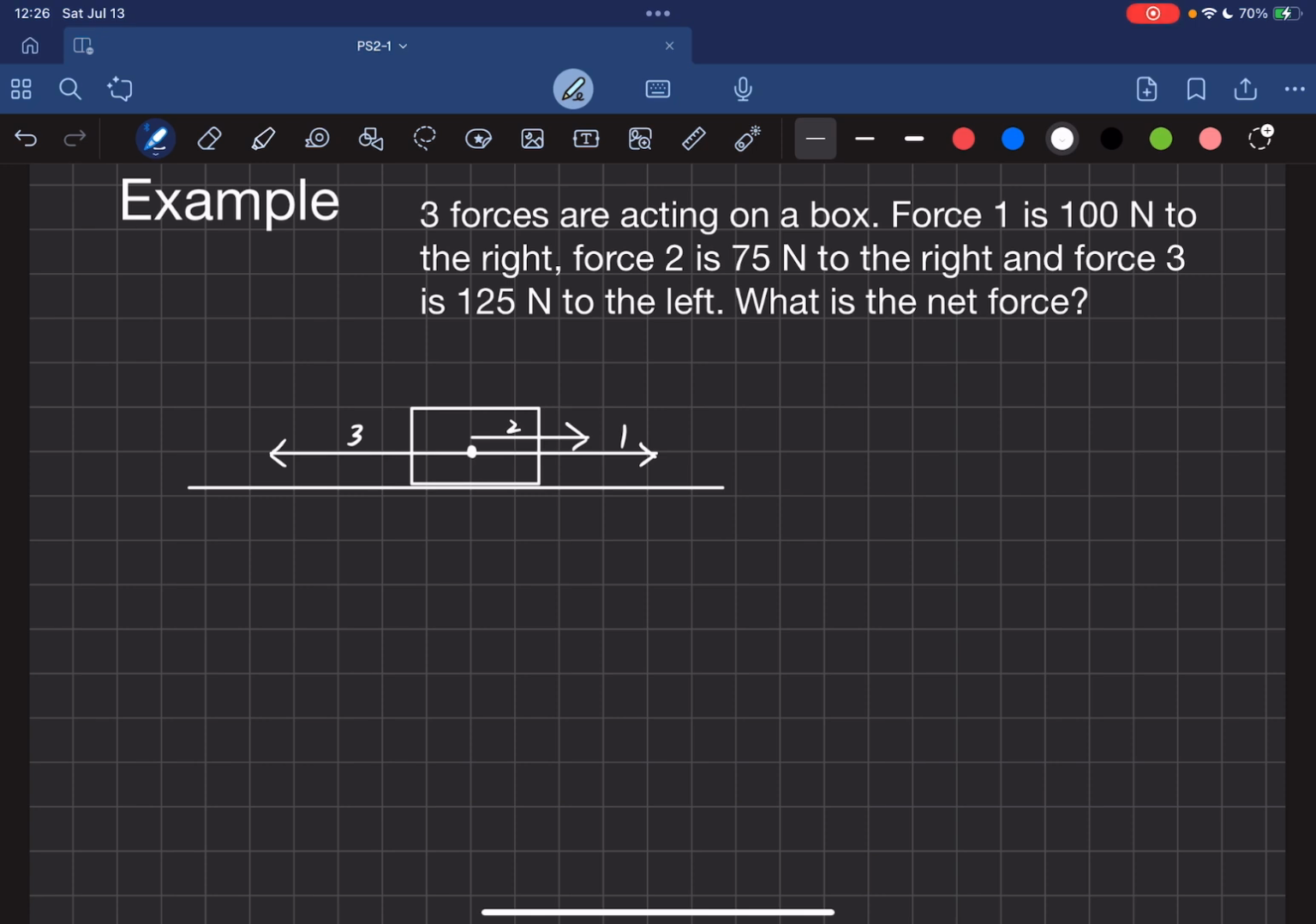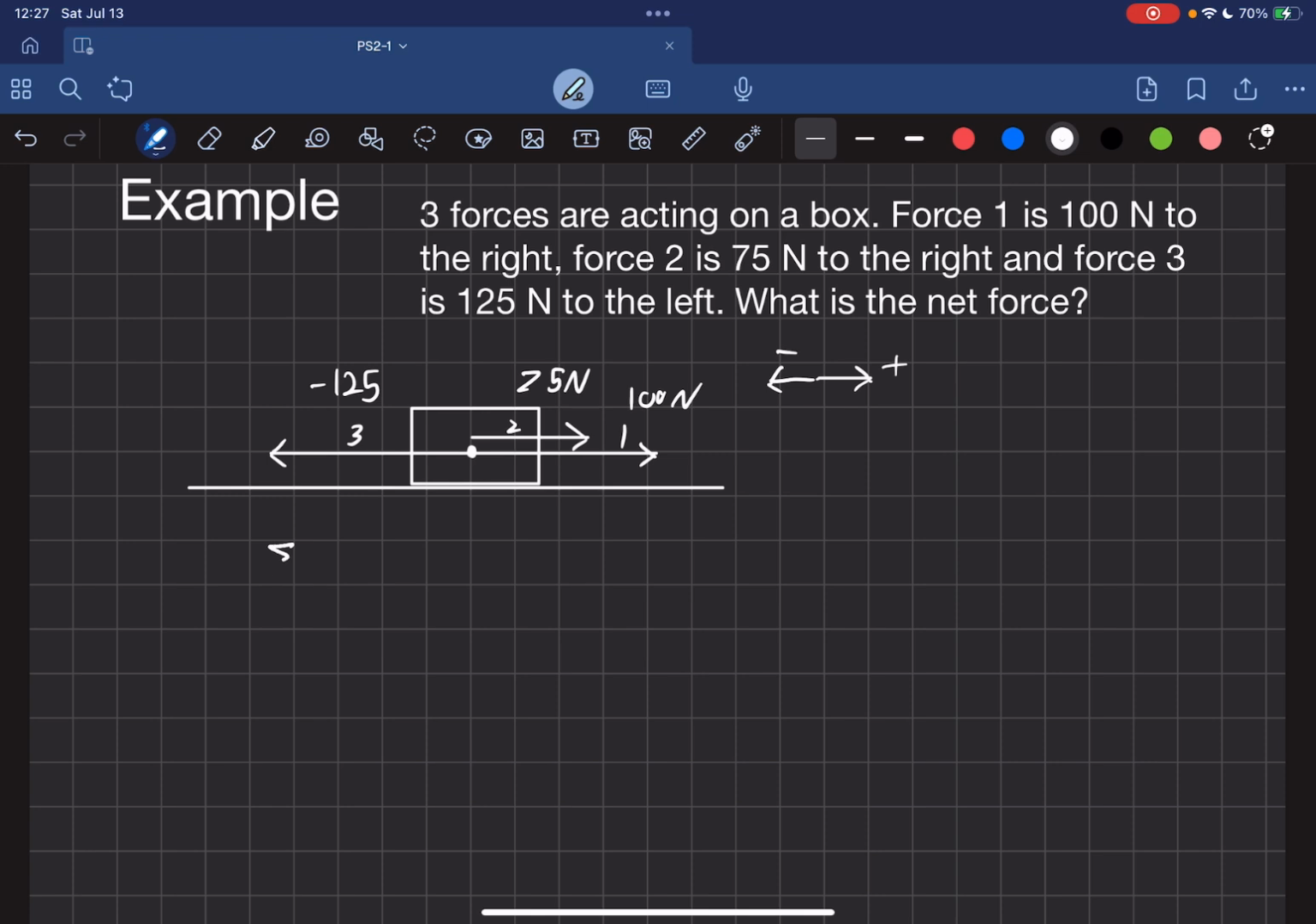Let's try out this learning objective with an example. Let's say we have a box, and this box is being subjected to 3 forces. 2 are going to the right, and 1 is going to the left. Force 1 is 100 newtons, going towards the right. Force 2 is 75 newtons, going to the right. And force 3 is 125 newtons, going to the left. Now we can label these. This is the 100 newton force. This is the 75 newton force. And for force 3, we're not going to write 125, we're going to write negative 125, because what we need to do is assign a direction. Typically, to the right is positive and to the left is negative.